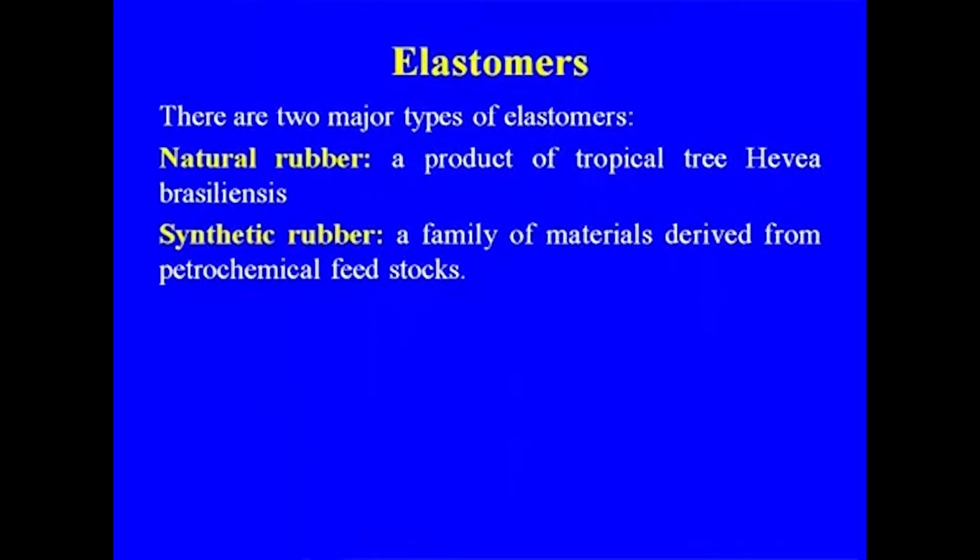There are two major types of elastomers: one based on natural rubber, a product of the tropical tree Hevea brasiliensis, and the other synthetic rubber, a family of materials derived from petrochemicals. These are some of the tropical countries producing natural rubber. India is also one of the major natural rubber producers, but synthetic rubber is playing an important role, and that is an important part of the elastomers.